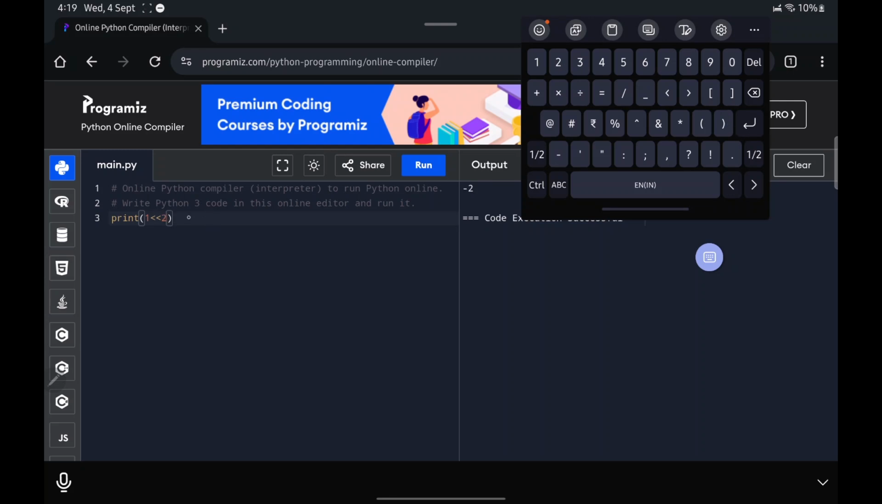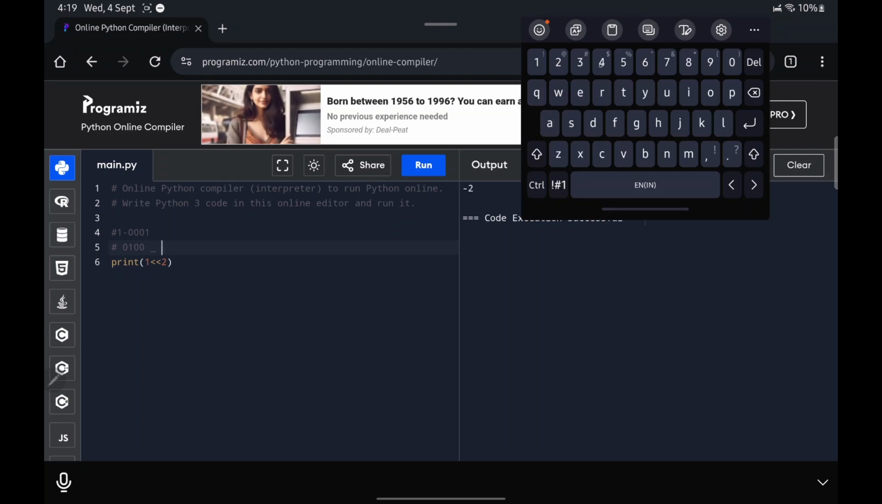Okay, so from the examples in my code, I'll comment this, 1 is basically 0 0 0 1. And as per the left shift principle, it should become 0 1 0 0, which is 4.